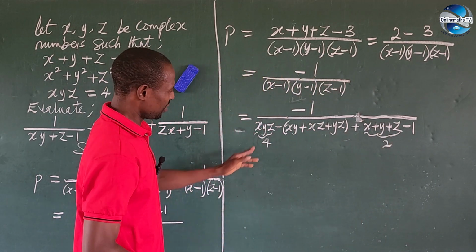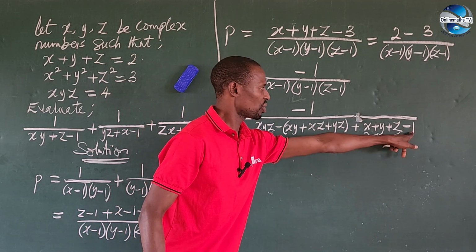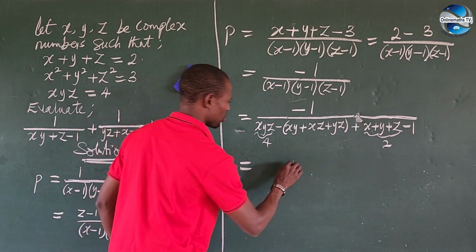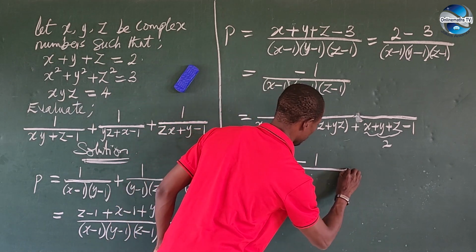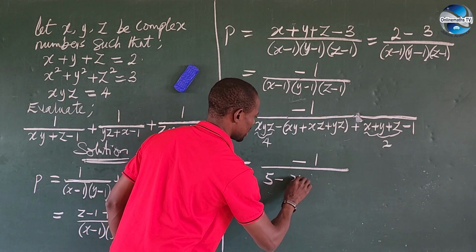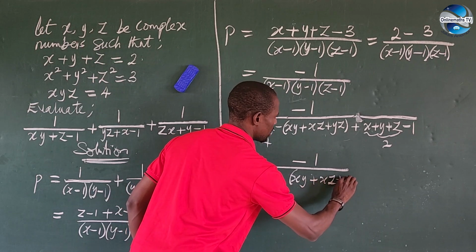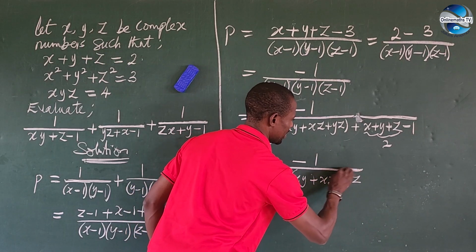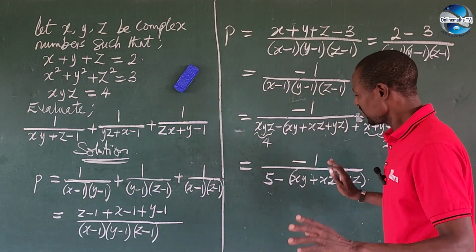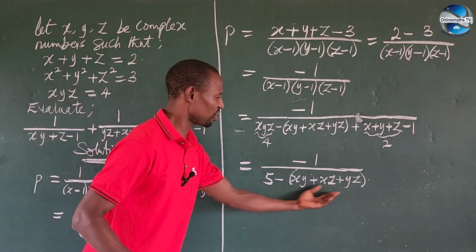So if we are now having 4 plus 2, that will give us 6, minus 1, that will give us 5. So we can rewrite the denominator. This is equal to minus 1 all over 5 minus the bracket xy plus xz plus yz. Easy. Okay, so what we do next, here comes the challenge. How do we handle this part of this equation?